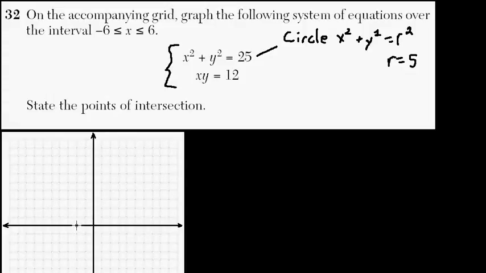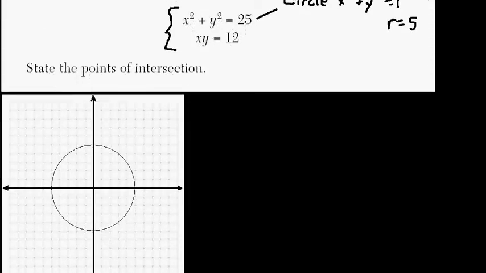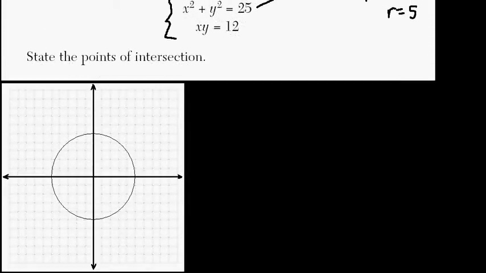So we're going to go 1, 2, 3, 4, 5, 2, 3, 4, 5. And the reason I'm counting up 5 like this is because in MS Paint, if I want to graph a circle, I have to do it in this fashion. So there's your circle of radius 5 centered at the origin. Okay, that's your x squared plus y squared equals 25. Done. Now this other one is x times y equals 12.